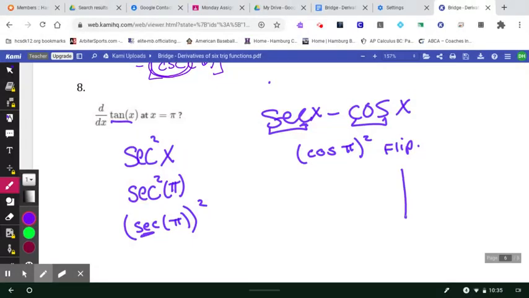Let's picture the cosine graph, because pi is on the graph, right? Pi over 2, pi, 3 pi over 2, 2 pi, etc. So cosine starts at its max, then it hits 0, and then it hits its min. So the cosine of pi is -1, and if I square that, I get 1. And if I flip 1, 1 is just 1 over 1, I still get 1. So I would say its derivative is just 1.